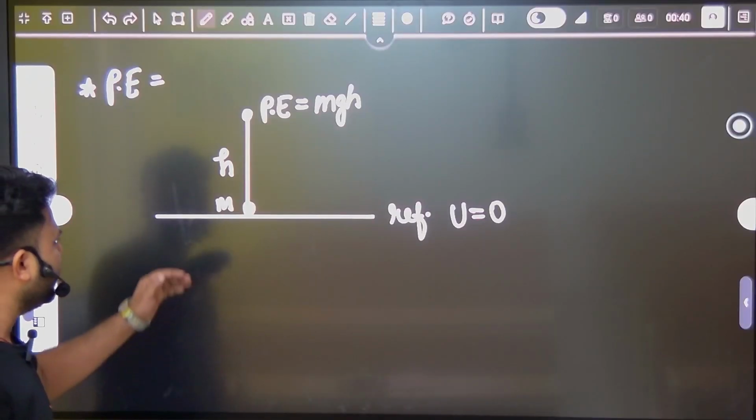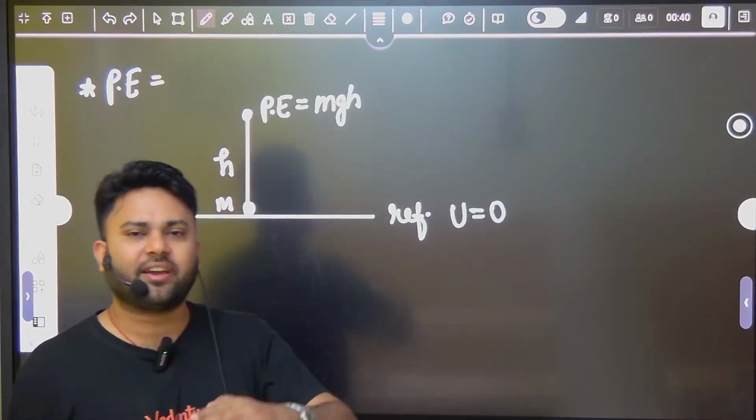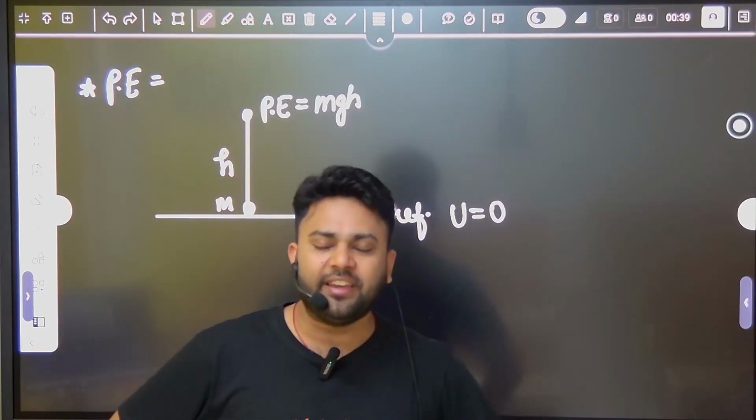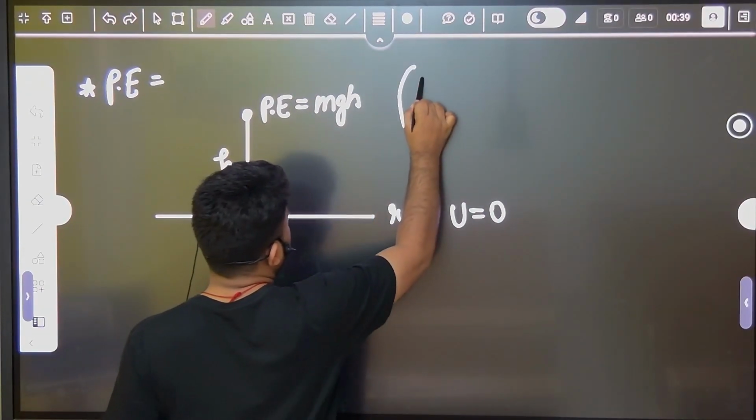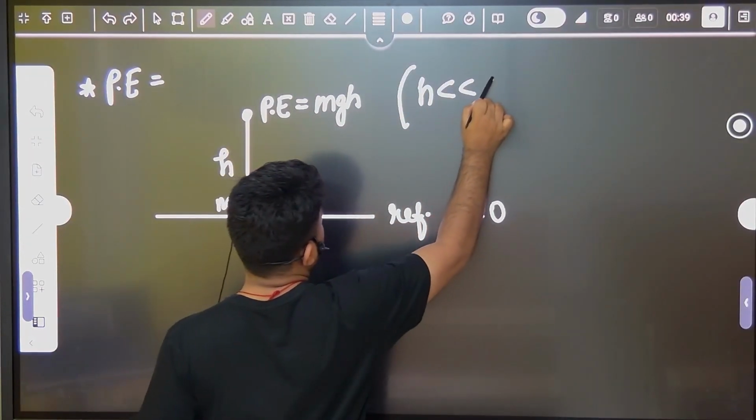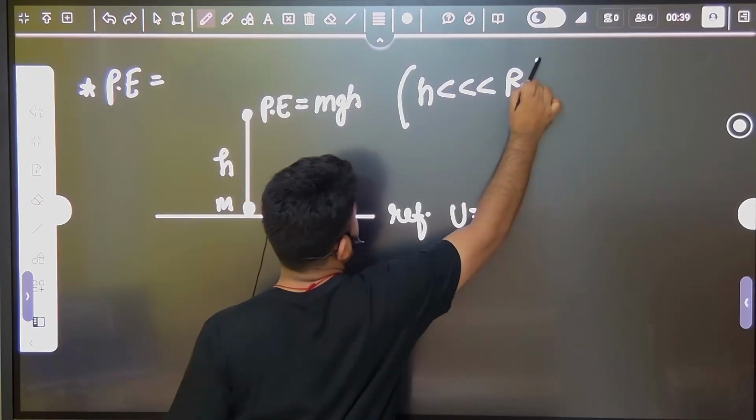Correct? We all have studied that if an object is at a height from the ground, its potential energy will be mgh. We are considering this h value is far lesser than the radius of the earth.